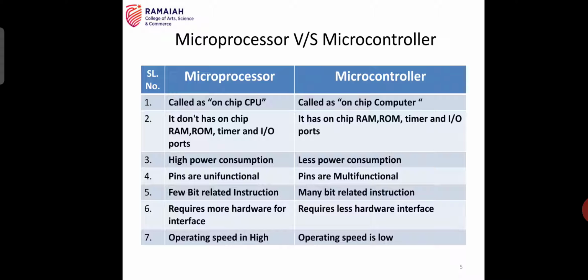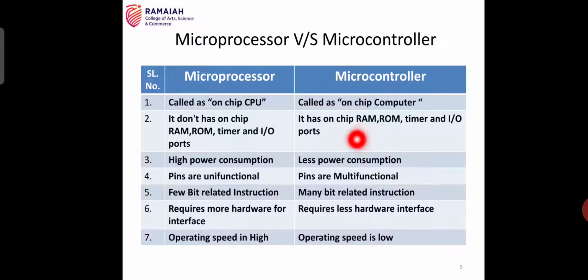So let us see what are the advancements you can observe from the fundamental microprocessor. In a microprocessor, by definition we know that it is an on-chip CPU, and the microcontroller is an on-chip computer. A microprocessor doesn't have on-chip RAM, ROM, timer and IO port. But a microcontroller has on-chip RAM, ROM, timer and IO port. Means what I told, here there is nothing inside the chip except the functional blocks of CPU.